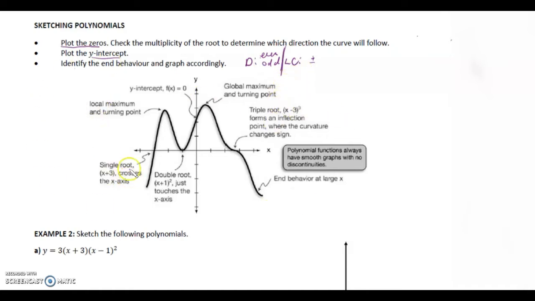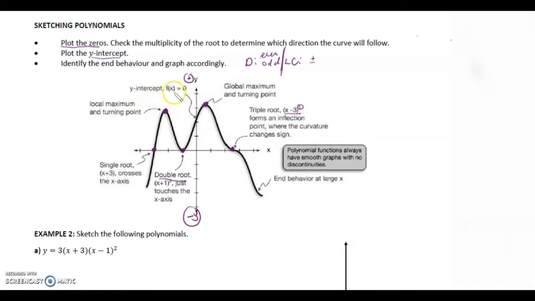Okay, so just a diagram here. I'm going to do roots first. A single root, say for example x plus 3, crosses the x-axis. A double root, say x plus 1 squared, just touches the x-axis. And a triple root, which is like x minus 3 cubed, as an example, forms an inflection point there where the curvature changes sign. Okay, sign means going from positive y values to negative y values. Okay, there are local maximums and turning points. And then there are global maximums and turning points as well as minimums.